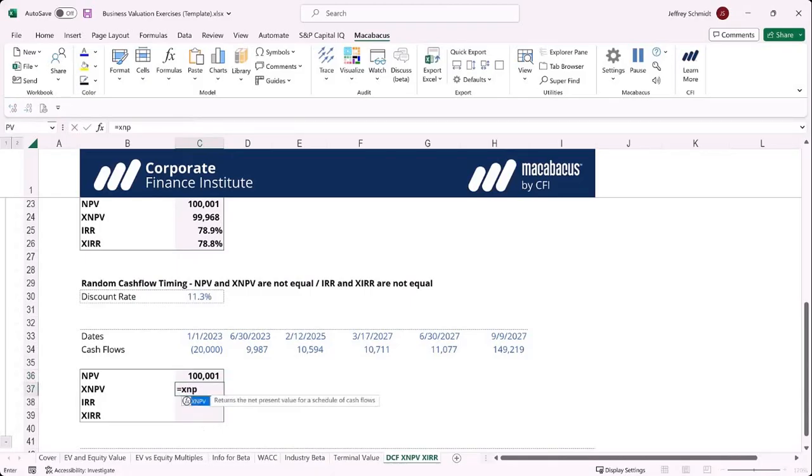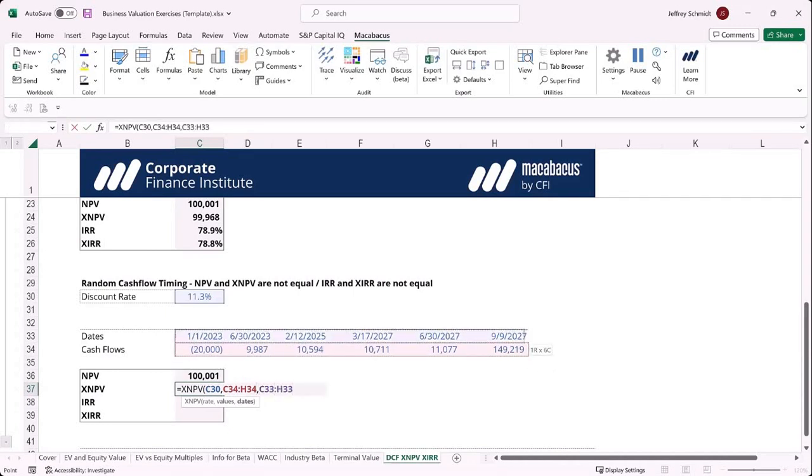But if we do XNPV, we still have to reference the rate. But in this case, we can capture all of the cash flows. Then we select all of the dates. And now we have an XNPV of 102. Okay, it's not that much different, but there is a difference.